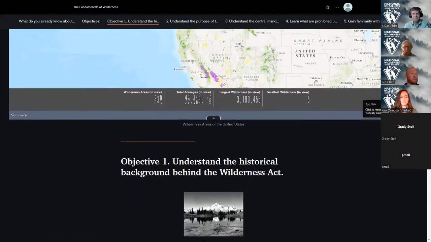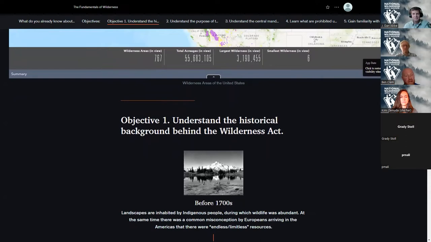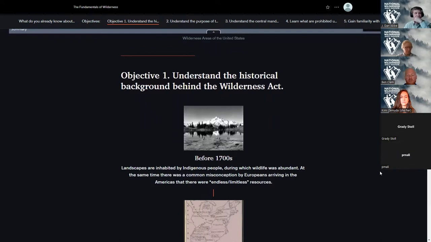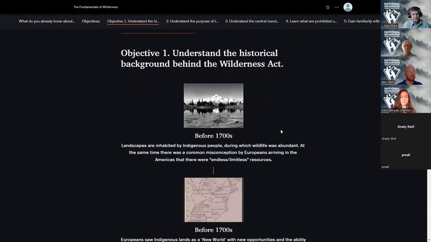Let's get to our first objective, which is to understand the historical background behind the Wilderness Act. For the sake of our timeline here, we're going to start just before the 1700s as our first event. I will say, for the sake of time, that's why we started here. Before the 1700s, the landscapes are inhabited by indigenous people, during which wildlife was abundant. At the same time, there was a misconception by Europeans arriving in the Americas that there were endless or limitless resources.